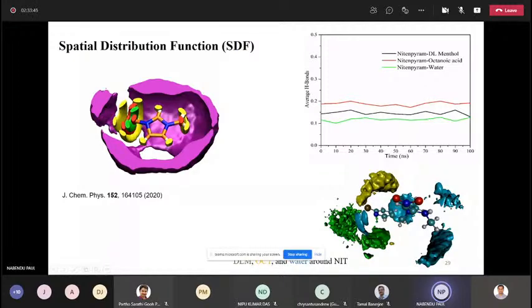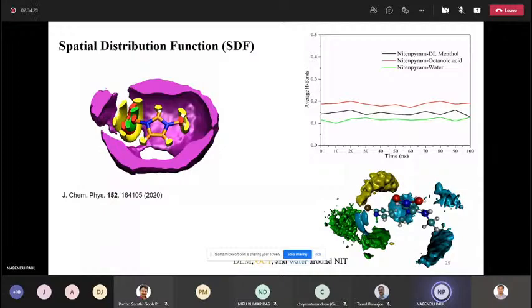So we can see from here that water is having quite good interaction or good density distribution around this Nitenpyram molecule, then octanoic acid, and then DL menthol, which signifies the similar thing which we found out in the case of extraction, which is less than 50%. So we can say that this drug, a pesticide, is hard to extract from water because it is having a good interaction with water. But we have obtained 40 to 45% of extraction, which is not bad at all for this case. Also, this is the average hydrogen bond analysis.